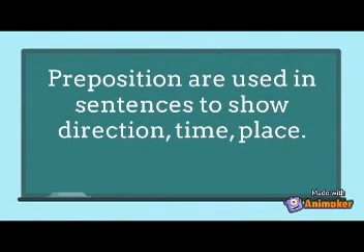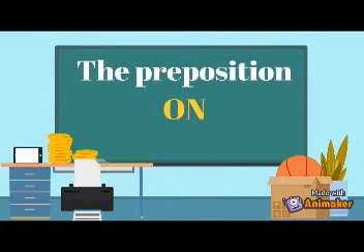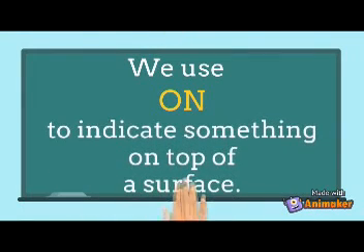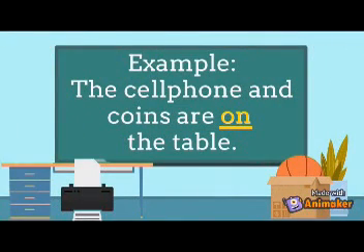Prepositions are used in sentences to show direction, time, place. The preposition on: we use on to indicate something on top of a surface. Example: the cell phone and coins are on the table.